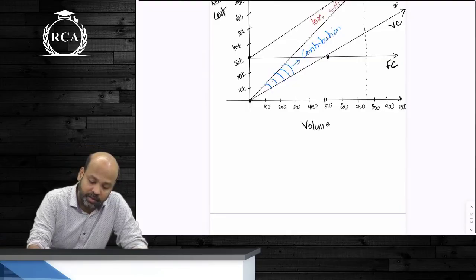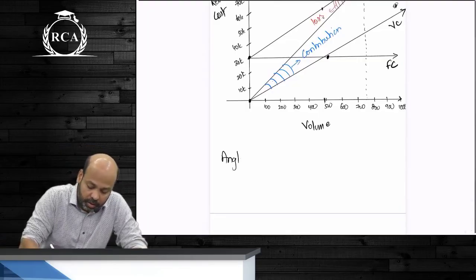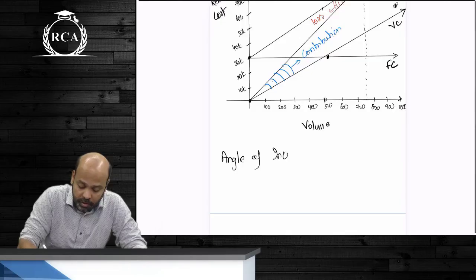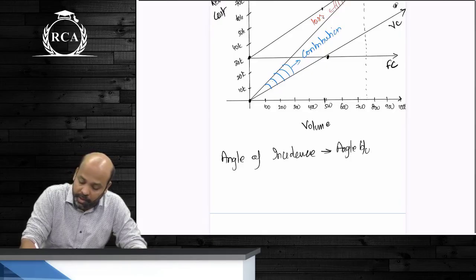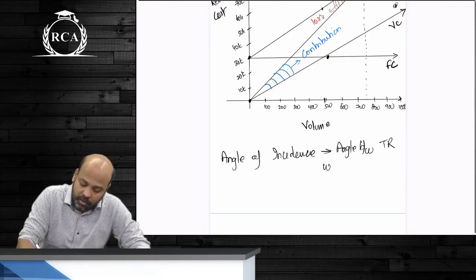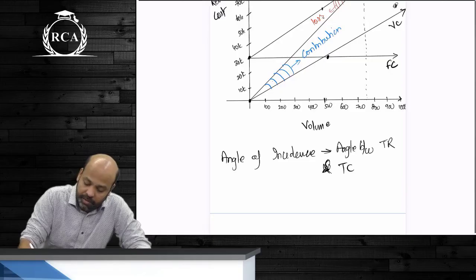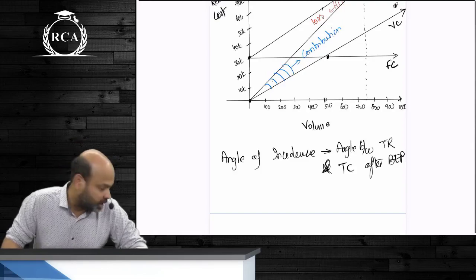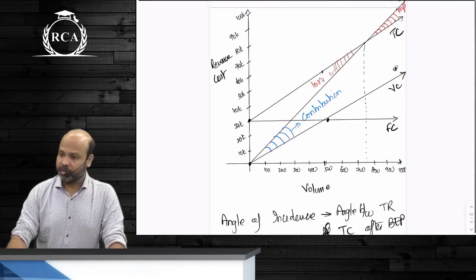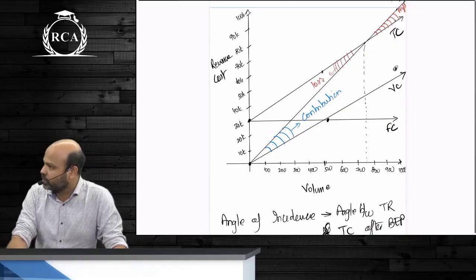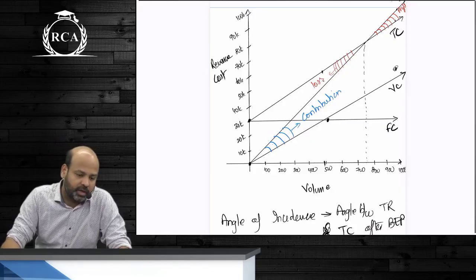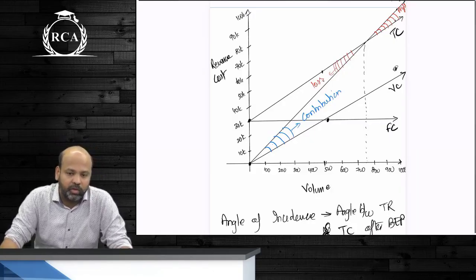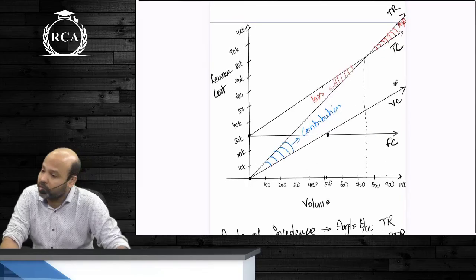Angle of incidence guys is the angle between the total revenue line and total cost line after the break even point. The angle made by total revenue line with the total cost line after the break even point is called as angle of incidence. ये angle जितना बड़ा रहेगा बेटा उतना ही ज़्यादा profit रहेगा. If this angle is very narrow, very small, then the amount of profit will be very less. If obviously this angle is wider, then the amounts of profits will be higher. Are we clear about this?